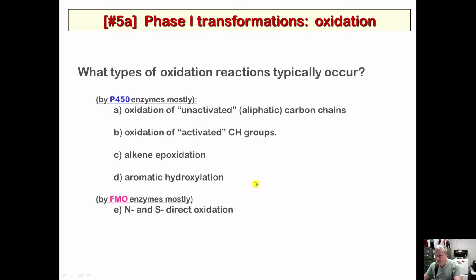Then we'll get into some of these FMO catalyzed oxidations. So like nitrogen and sulfur can be directly oxidized. So that's like a different class. Remember, these top ones are mostly carbons getting oxidized. This is like nitrogen and sulfur oxidized, and it's not through P450. It's through something called FMO.